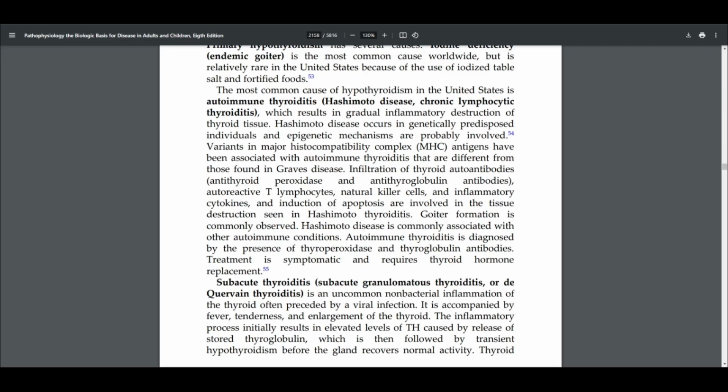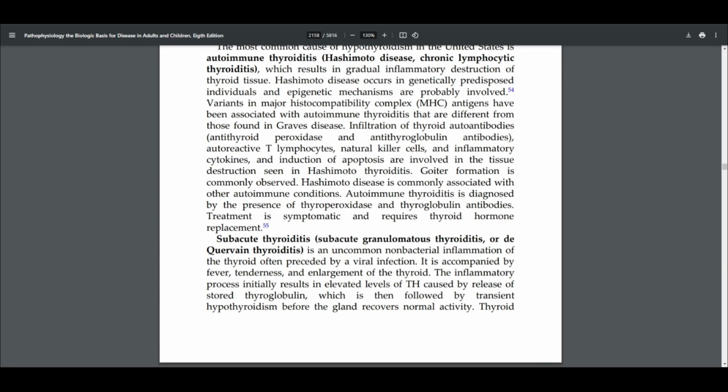Hashimoto disease occurs in genetically predisposed individuals, and epigenetic mechanisms are probably involved. Variants in major histocompatibility complex antigens have been associated with autoimmune thyroiditis that are different from those found in Graves' disease. Infiltration of thyroid autoantibodies, your antithyroid peroxidase and antithyroglobulin antibodies, autoreactive T lymphocytes, natural killer cells, and inflammatory cytokines, and induction of apoptosis are involved in tissue destruction seen in Hashimoto thyroiditis.